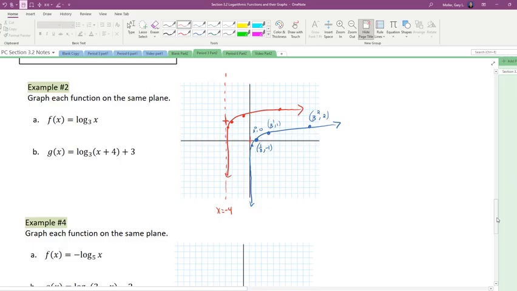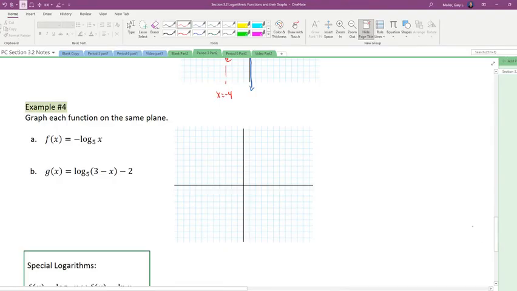All right, let's keep going. Example 4. I've got negative log base 5 of x. So what does a negative do to the outside of the function? We know that that should simply just reflect it over the y-axis. Nope, x-axis. So real quick, if a logarithm graph looks basically like this, then when we flip it over, it's going to look like that.